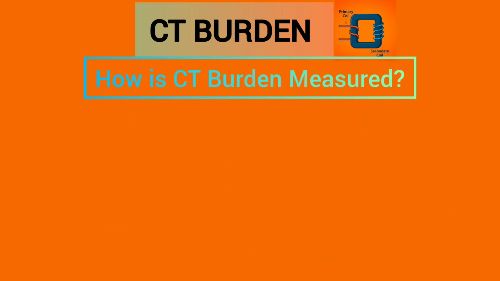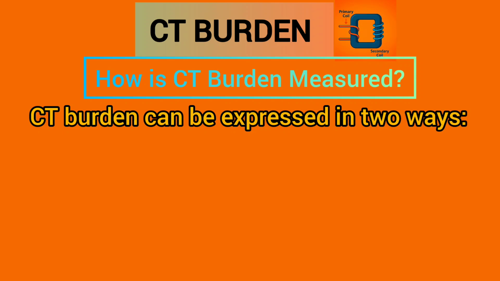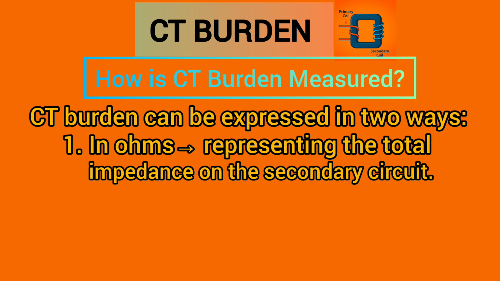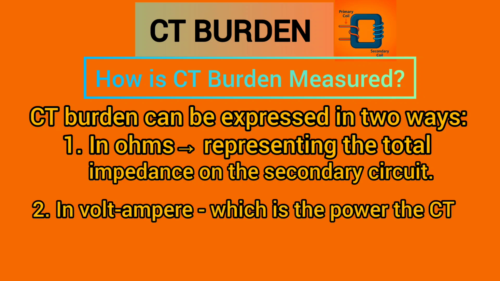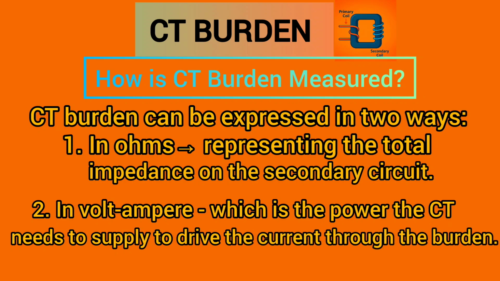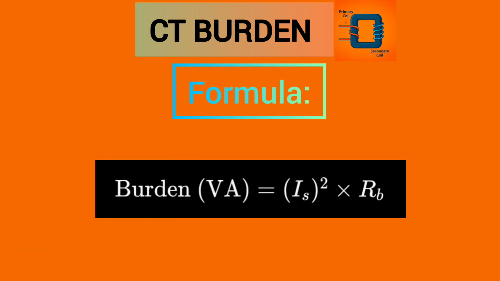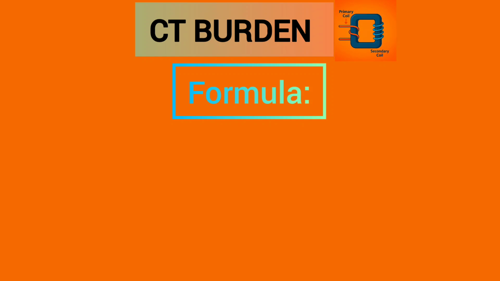How is CT burden measured? CT burden can be expressed in two ways. 1. In ohms, representing the total impedance on the secondary circuit. 2. In volt-ampere, which is the power the CT needs to supply to drive the current through the burden. Formula: burden VA is equal to I squared R B.